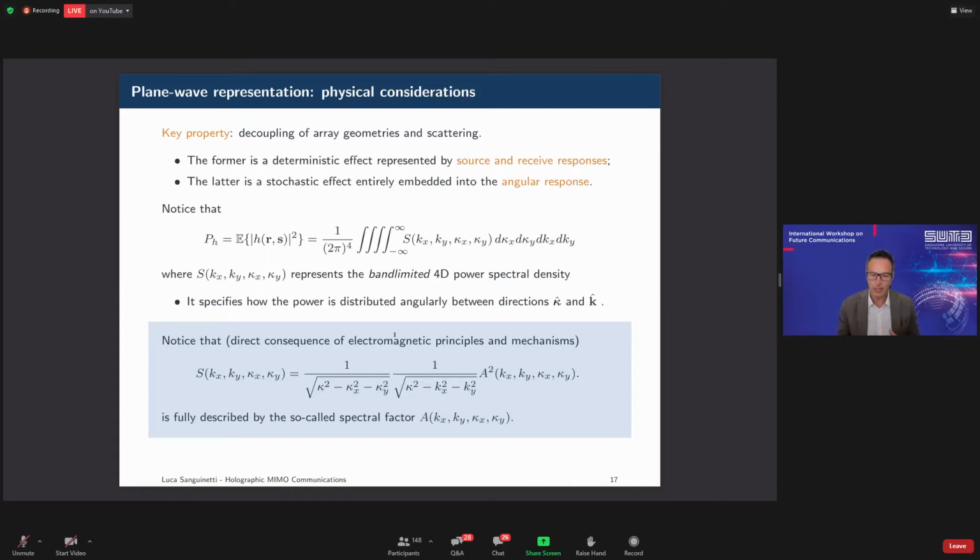And the beauty of this model is that you can decouple the effect of the array geometries and the scattering. Why? Because the array geometry is basically represented by the source and receive responses and is a deterministic effect. The stochastic effect is entirely embedded into the angular response, which, as I said, is going to tell us how the power is distributed angularly between the directions, the receiver, and directions, the source. And this power spectral density, if you start from the first principles of electromagnetics, has a precise structure, which is given by this one. I'm not going to tell you why this is the structure. The important thing is that everything here is properly defined, except for this spectral factor here, which is arbitrary and which can be used to model any propagation conditions in the system.